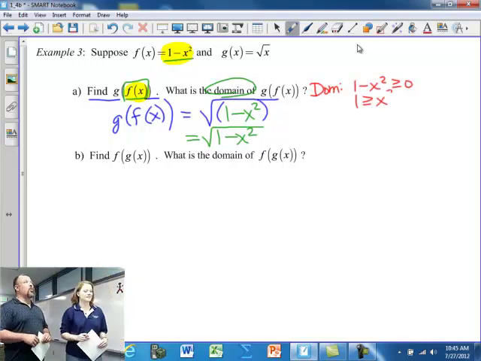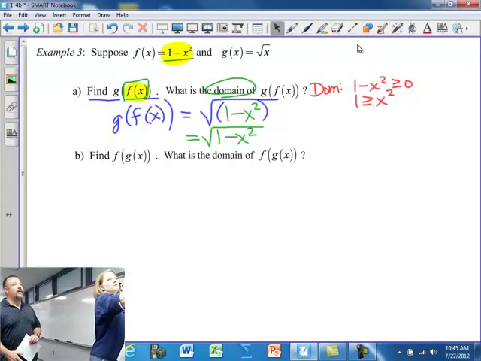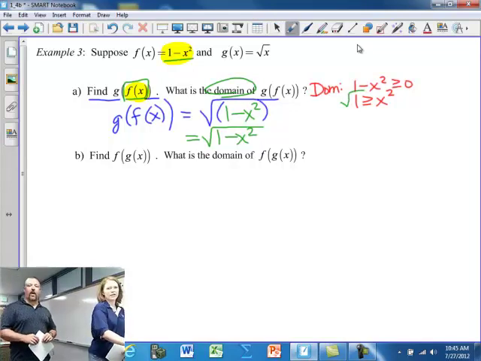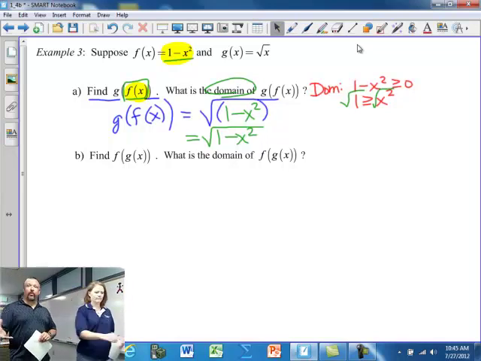I would do it that way. That's fine. We just add x squared to both sides. Now, when we go to solve this inequality, we take the square root of both sides. We do. And this is where we get a little tricky.